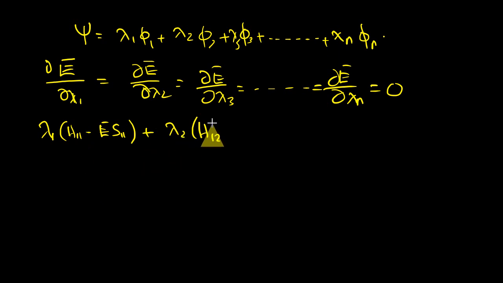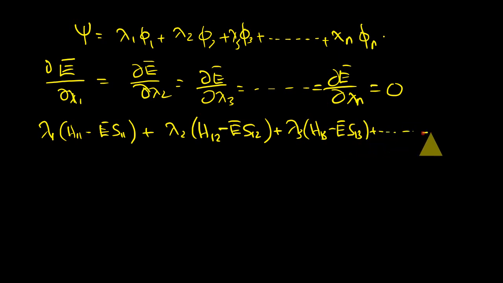So lambda 2 h12 minus E bar s12 plus lambda 3 h13 minus E bar s13 plus etc. The last term will be lambda n h1n minus E bar s1n. So that is the last term, and that is equal to 0. So that is an equation.